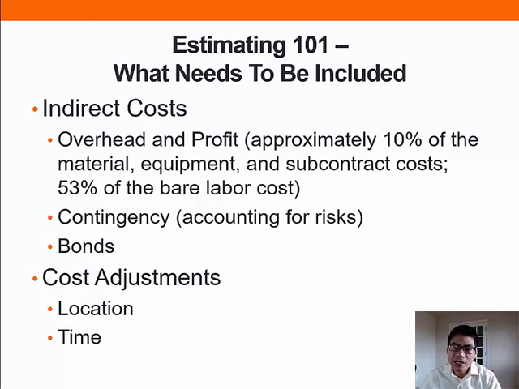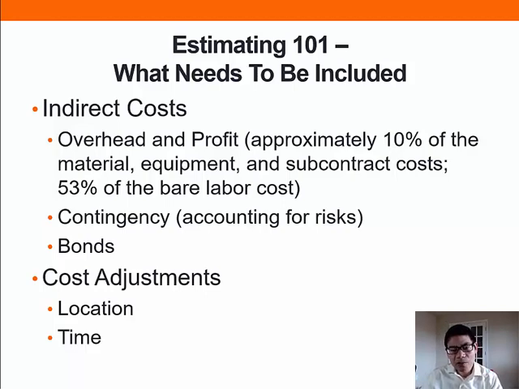Overhead and profit are also part of the indirect cost. Overhead is usually used to pay the personnel and facilities to manage the project and the business. Profits are the reasons the company exists for. Typically, we impose approximately 10% on top of the equipment, material, and subcontract costs, and 50% on top of the bare labor cost, because the bare labor cost does not include fringe and benefits. Therefore, a higher percentage is used. However, the specific percentage can vary by case.